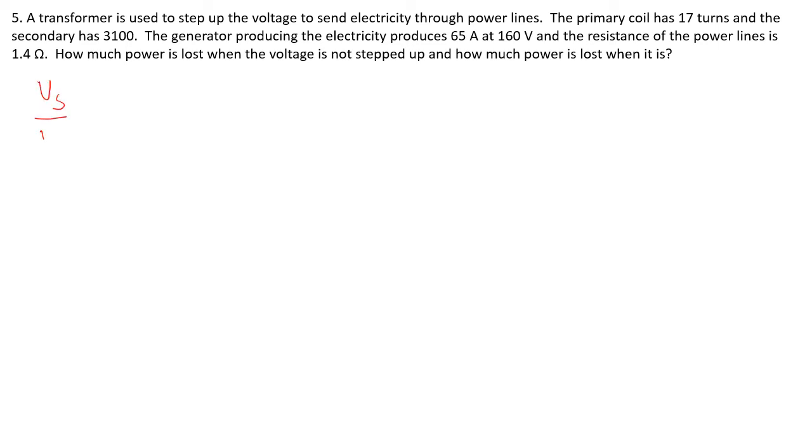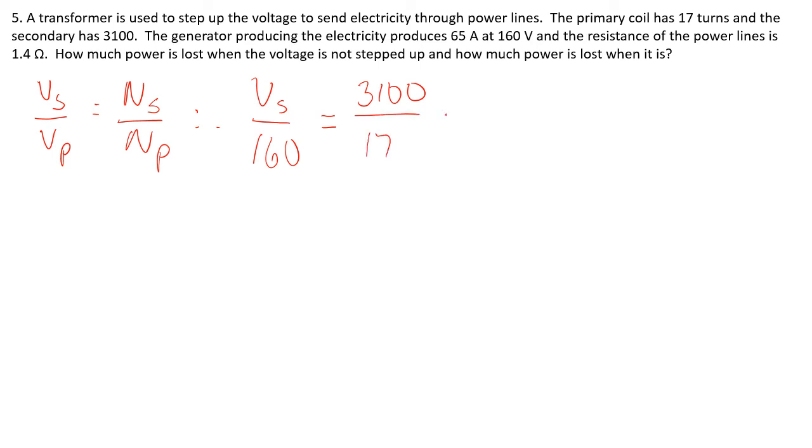Voltage in the secondary over voltage in the primary equals number of turns in the secondary over number of turns in the primary. In this case, the voltage in the secondary is what we're looking for. Voltage in the primary is 160. The number of turns in the secondary is 3100 over number of turns in the primary, which is 17. We solve that, and we get the voltage in the secondary is equal to 29,146. So that's our voltage in the secondary.